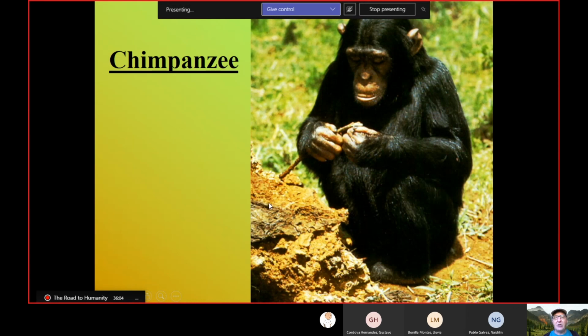Then the termites crawl all over the stick, and the monkey pulls out the termite covered stick, and it has a whole termite sickle. I don't think they have figured out how to freeze them into a popsicle yet, but it's definitely using a tool. In this case, we call it termite fishing. Not very many animals use tools. Chimpanzees are one of the smart ones that do.